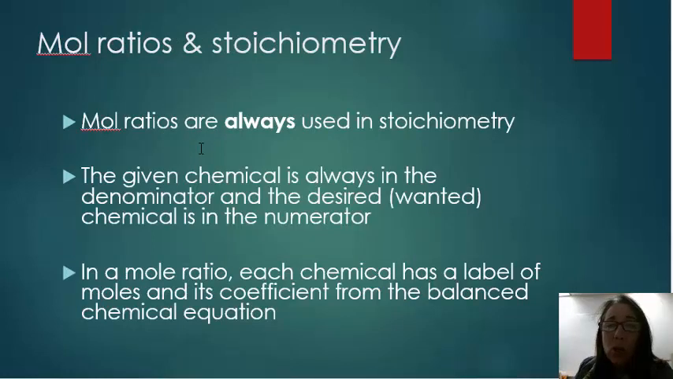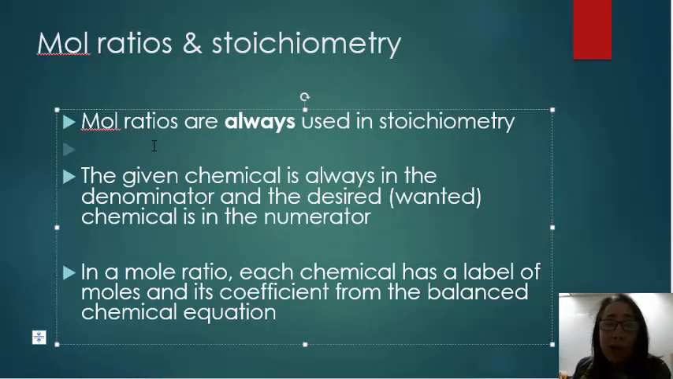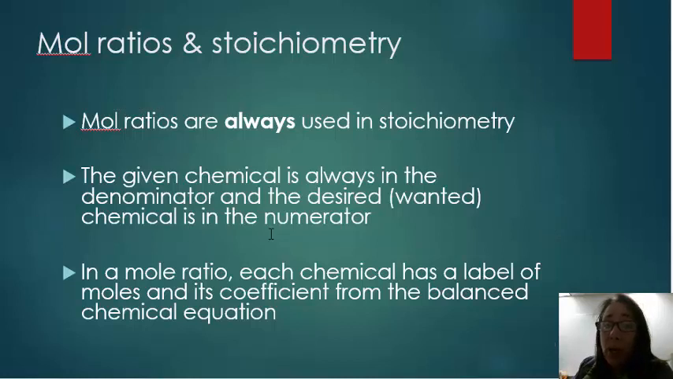So, mole ratios, always, always, always used in stoichiometry. If you are solving a stoichiometric problem, you will always use a mole ratio. Now, you may have noticed that there are lots of possible mole ratios to use. How do you know which one to use? Well, in a given problem, the given chemical, the chemical that you're given information about, is always, always, always in the denominator. And the desired chemical that you're trying to get information about is always in the numerator.